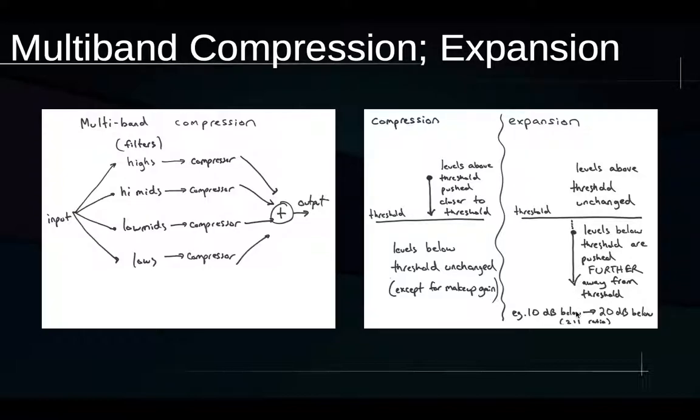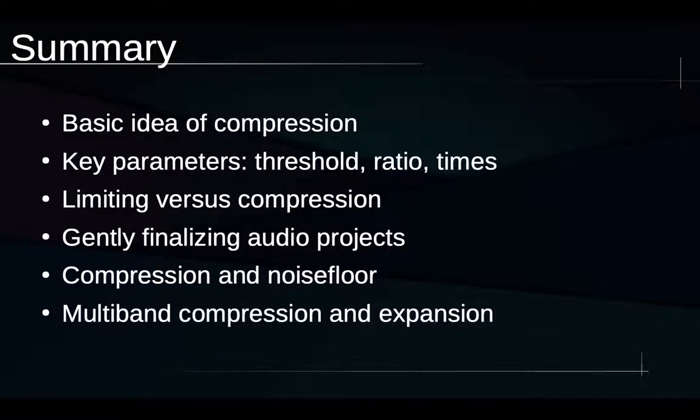So we already saw this briefly in our module on noise strategies. That's a common use of expansion in order to take levels that are below some kind of gate threshold and push them down even further, but not pushing them away completely in order to not have that kind of on-off sensation that a noise gate has. And there are other uses for expanders and expansion as well.